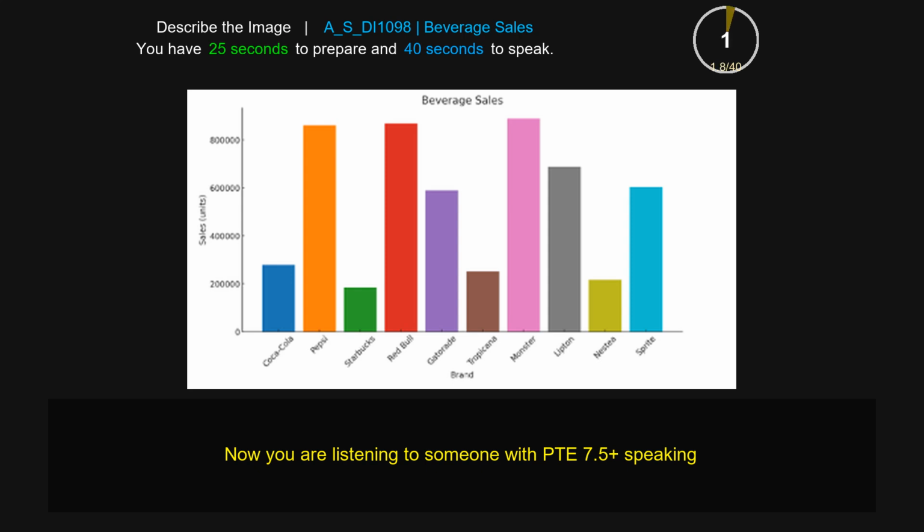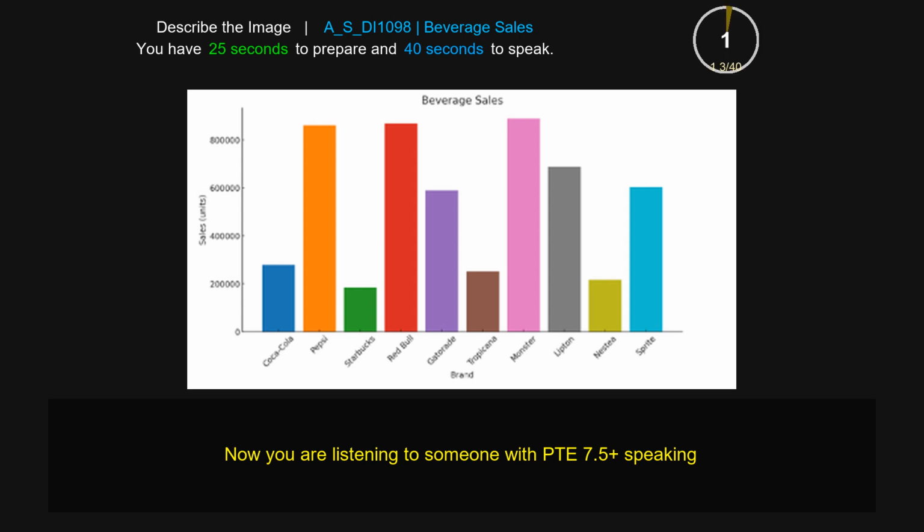This bar chart gives information about beverage sales. It also shows different values such as 200,000 and 400,000. The highest number is 900,000, which is related to Monster. However, the lowest number is around 200,000, which is related to Starbucks. The vertical axis is sales, however, the horizontal axis is brand. In the picture, there are different colors, such as purple and red. The connection between Coca-Cola and Pepsi is so important. Finally, I can see Red Bull and Monster.